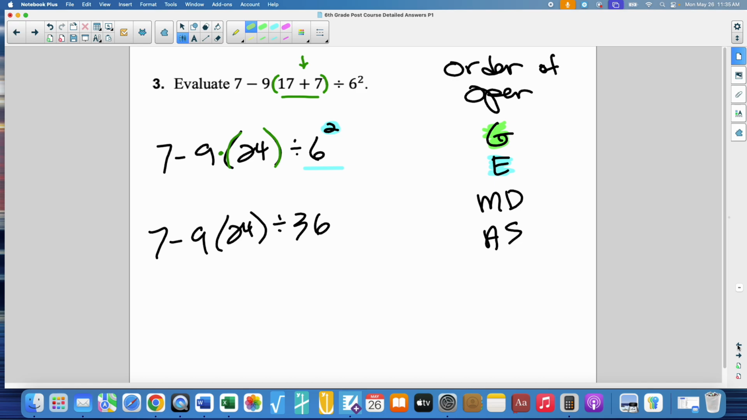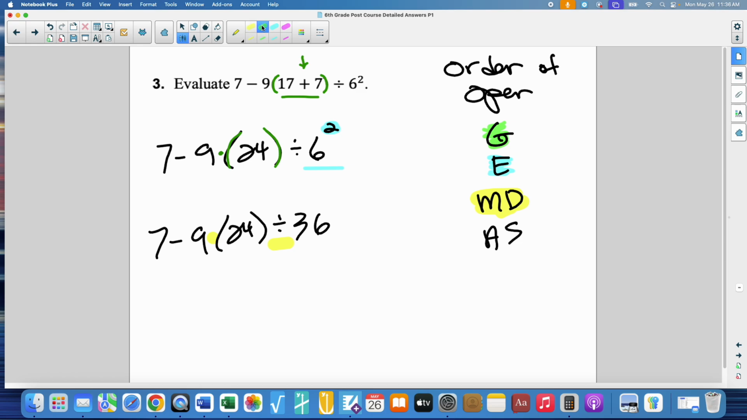All right, next one. So we have all the exponents done. Now we have multiplication and division. So let's do multiplication and division left to right. So we have multiplication and then division. So we're going to do the multiplication before the division. Now here's the crazy thing. Here's where students will make their next mistake.